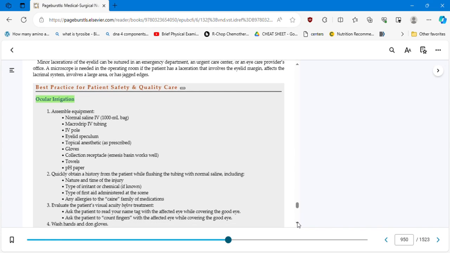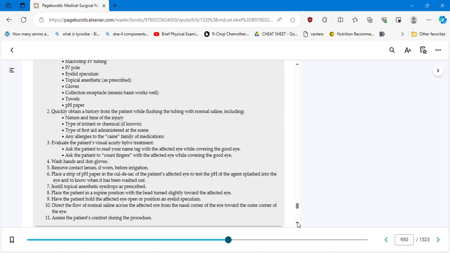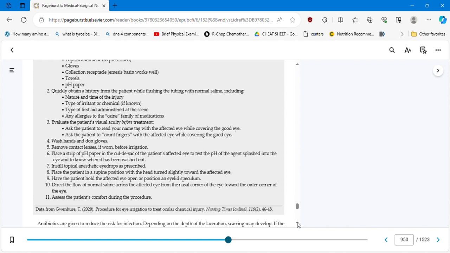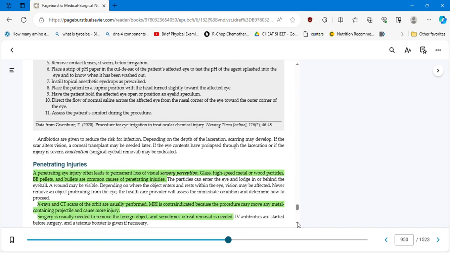Best practice for patient safety and quality care: ocular irrigation is something that we need to consider. And here is the list of how this irrigation is done.